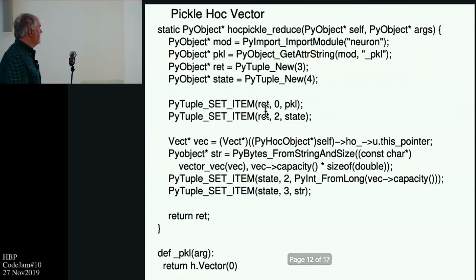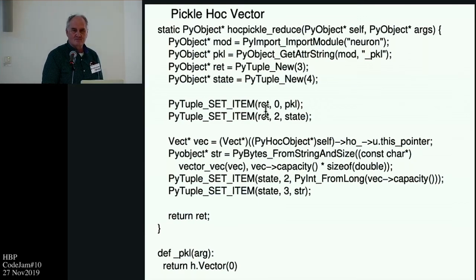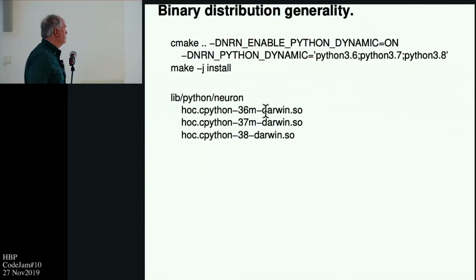And that state is set up where the C code reaches into the Hoc object vector, the Python object, which is a Python Hoc object, which then becomes the actual internal vector object through this pointer. And then the string from that vec is vector vec, and then it has a capacity of size of double. So that becomes the string from string and size, becomes just a char string, which is the raw data. Then in state 2 is the length of the vector, and then the string is in slot 3 of the state. And that is also an idiom which is used a lot.